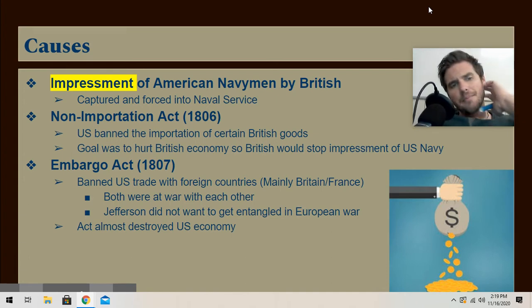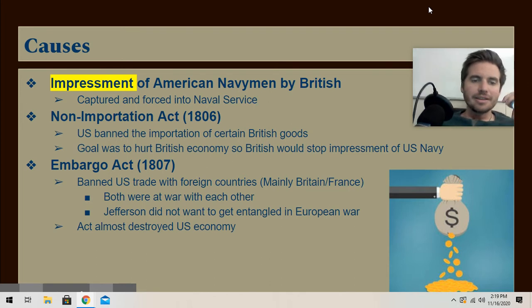So, again, that's why the Non-Importation Act was passed to persuade Britain to stop this act of impressment by hurting them financially, hurting them economically. A year later, we have the Embargo Act. So the Embargo Act takes the Non-Importation Act and turns it up a little bit.